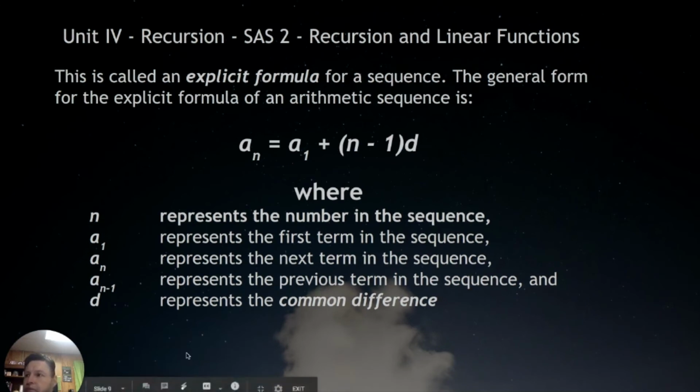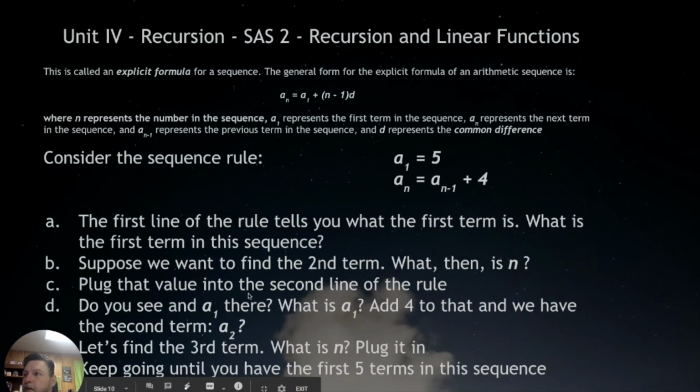Okay, so let's move on. Consider this sequence rule. A subscript 1 equals 5, but A subscript n equals A subscript n minus 1 plus 4. So the first line of the rule tells you what the first term is. What is the first term in the sequence? Well, that tells you right there. We're given that answer. The first term in the sequence is A subscript 1, or 5.